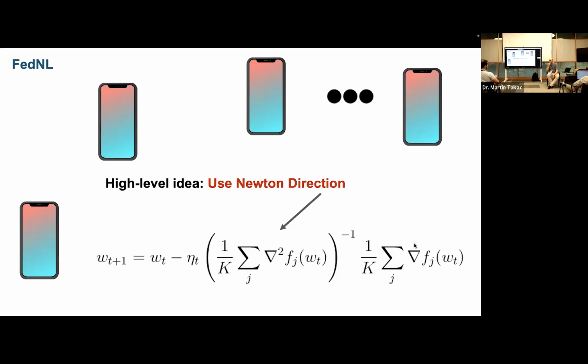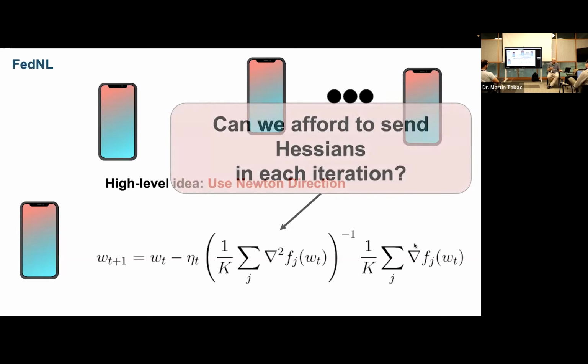A lot. What is the communication cost of this? Yeah, not even transmitting, even computing the Hessian, even storing the Hessian is huge. Okay, so clearly we cannot afford to run this one.